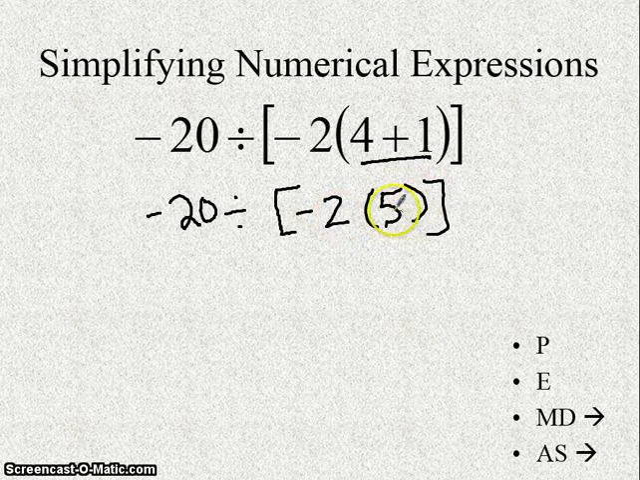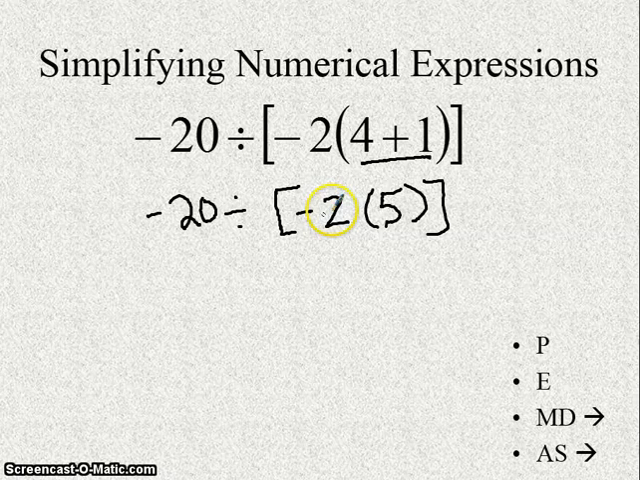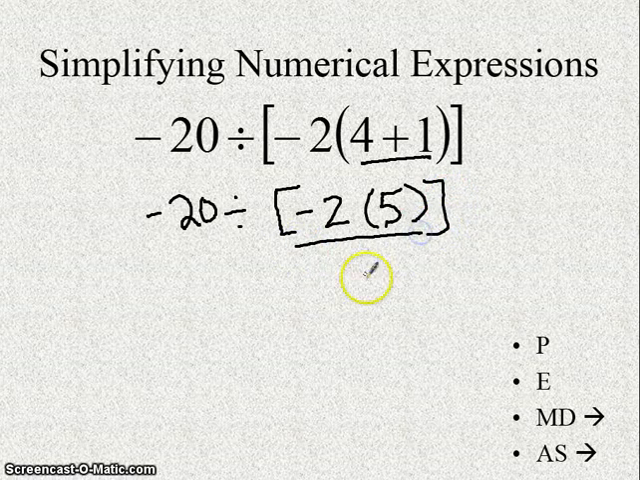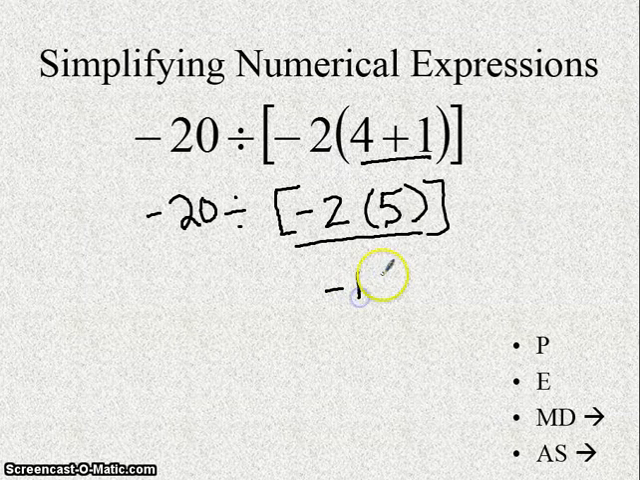Now, we still have parentheses inside, but it's simplified. This isn't actually a grouping symbol anymore. It's multiplication because they're touching. So we need to simplify these braces. Negative 2 times 5 makes negative 10.